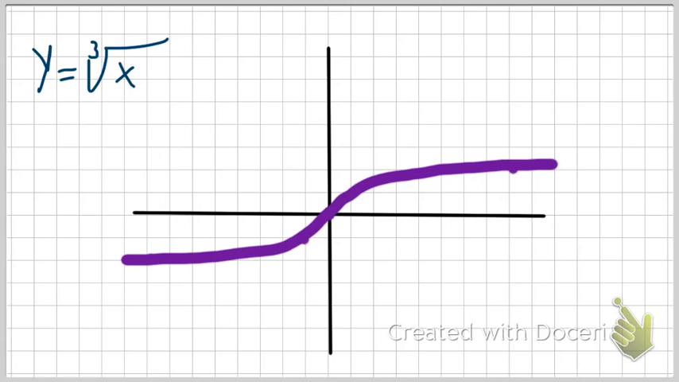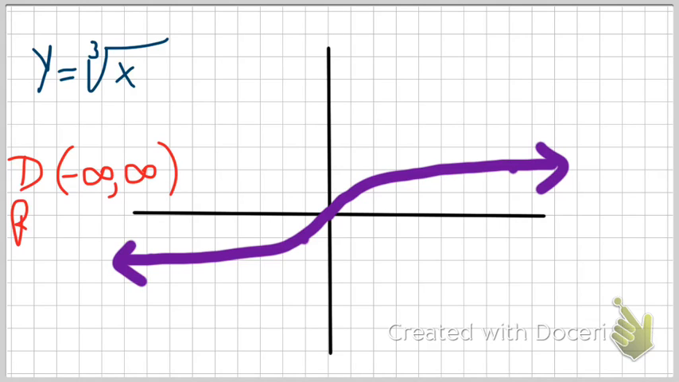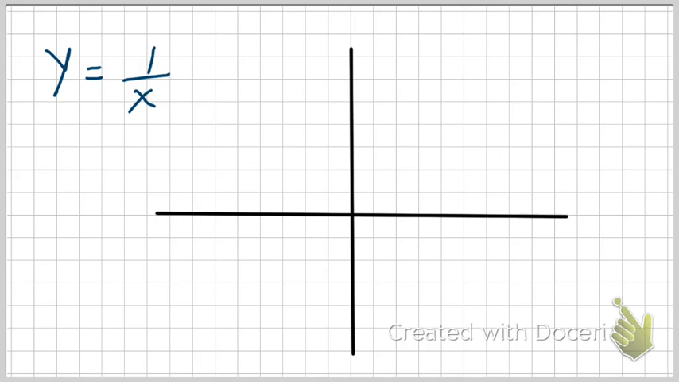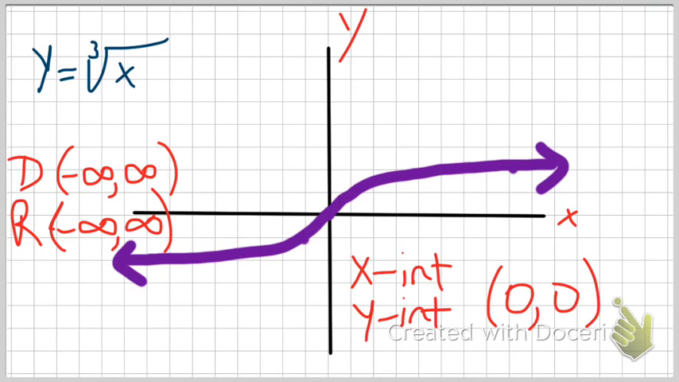The sideways snake. About the domain, this graph goes forever left and right. About the range, forever to the bottom, forever to the top. We see only one intercept. The x and y intercepts, still the origin. That's our cube root. I forgot to give the name.